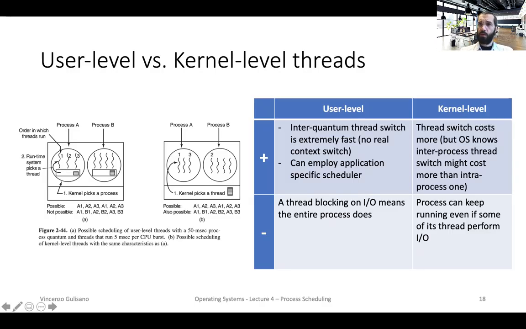If you use kernel-level threads, then it will cost more to do the context switch, so you pay an overhead, but you can have threads of a multi-threaded process that are still executing, even if some of them are in some input-output and they need to wait before they get access to the CPU again.